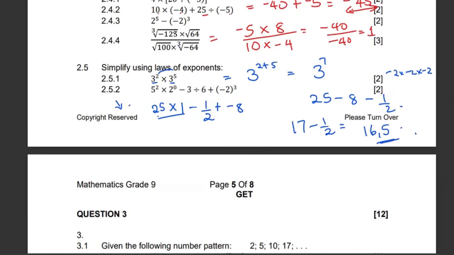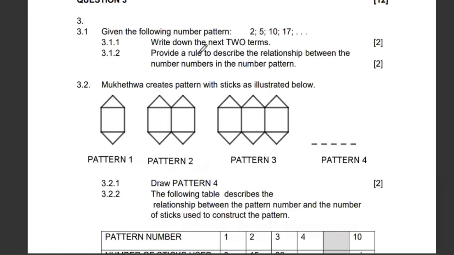Okay, then question number 3, which is the number pattern. They're telling us, given the following number pattern, we have 2, 5, 10, 17. We must write the next 2 patterns. Okay, so what are we adding? We are adding a 3. We are adding a 5. And then we are adding a 7, meaning that we need to add a 9 to make it a 26, and then add 11 to make it a 37.